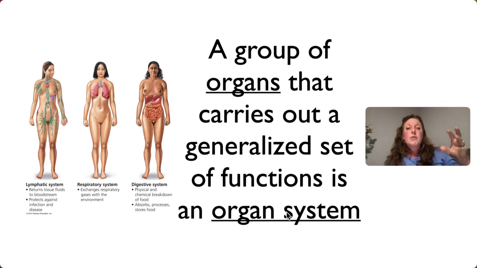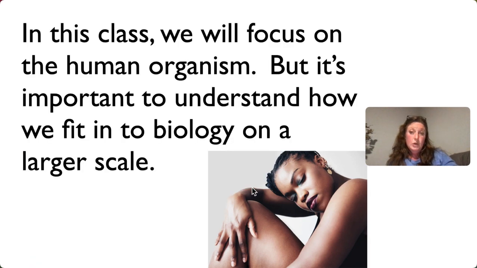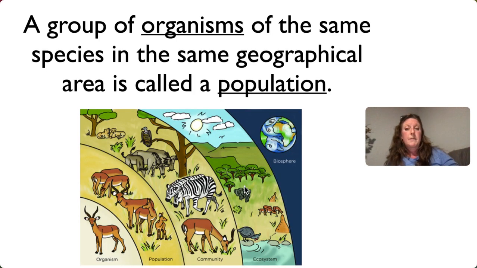Now, when you have a group of organs that together carry out a generalized set of functions like digestion or circulation, that's called an organ system. Multicellular organisms have multiple organ systems, and we're going to go through each one of them in the course of this course. Now, in this class, of course, we're focusing on humans, but it's important to understand how we fit into biological structure on a larger scale. So now we're going to go beyond the organism for a moment.